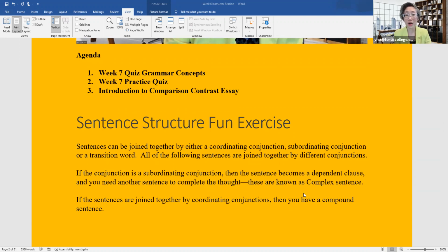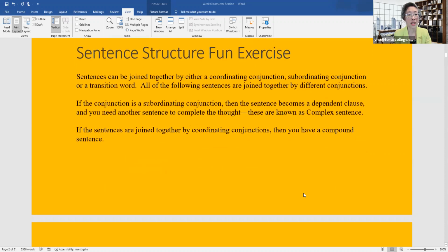So, sentence structure, fun exercise. Sentences can be joined together by either a coordinating conjunction, subordinating conjunction, or a transition word. All of the following sentences are joined together by different conjunctions. If the conjunction is a subordinating conjunction, then the sentence becomes a dependent clause, and you need another sentence to complete the thought. These are known as complex sentences.